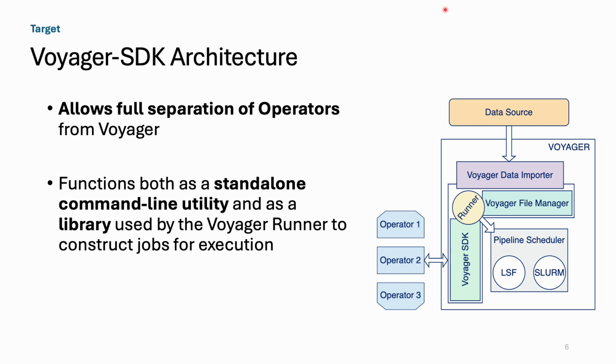For the target architecture of Voyager-SDK, operators are decoupled from the Voyager core, enabling independent development and more agile maintenance workflows. Aimed to be both a CLI and a callable library, the SDK supports manual testing and automated job construction within live Voyager runs. In response to architectural constraints in previous implementations, the goal is to provide a structured, extensible interface for pipeline integration.